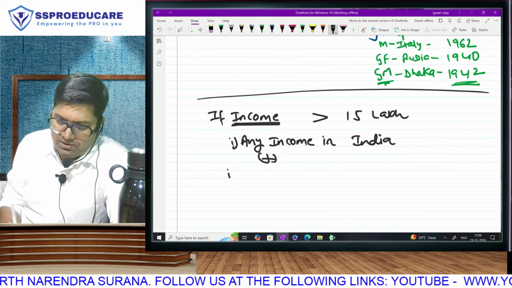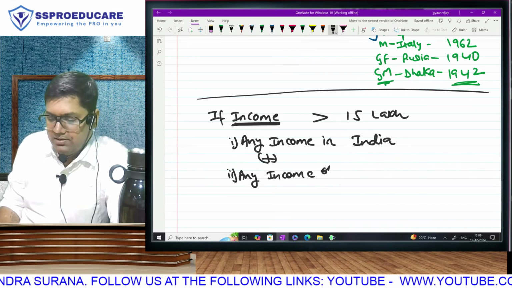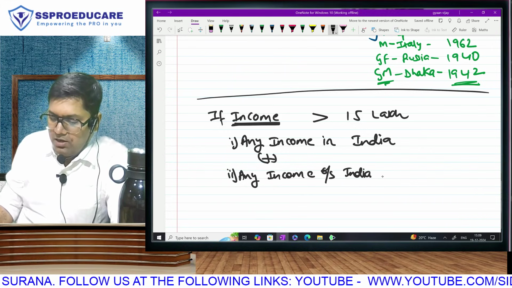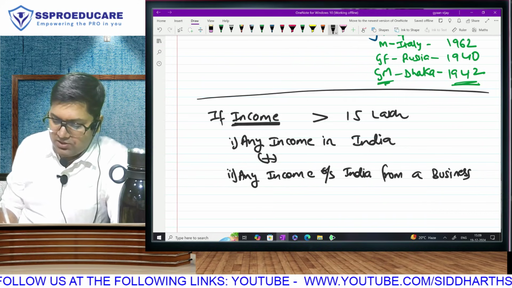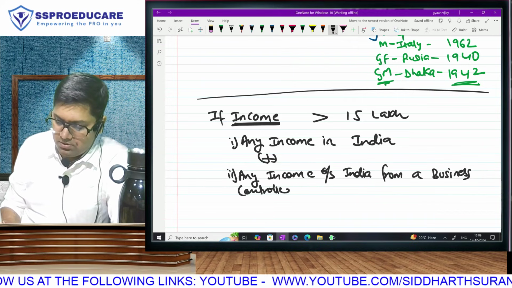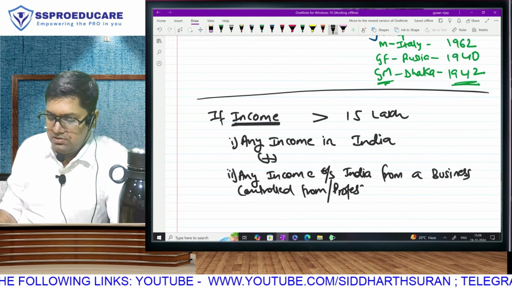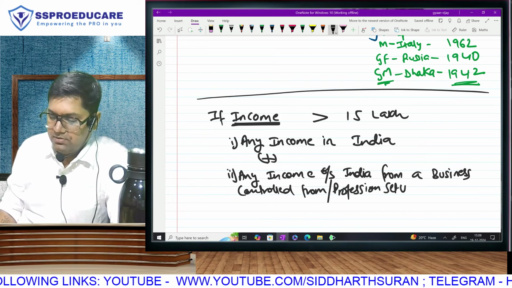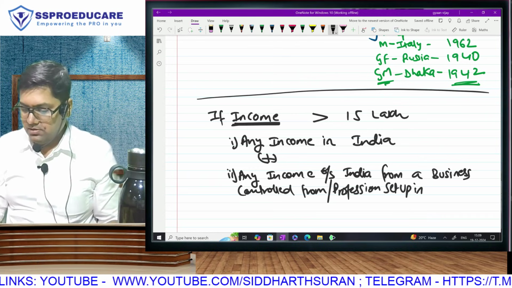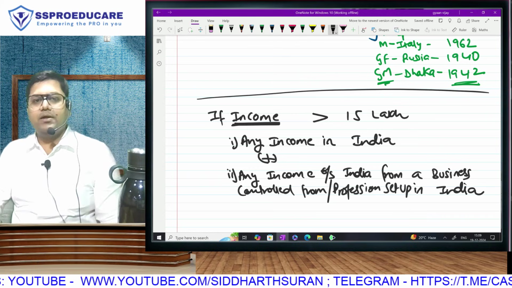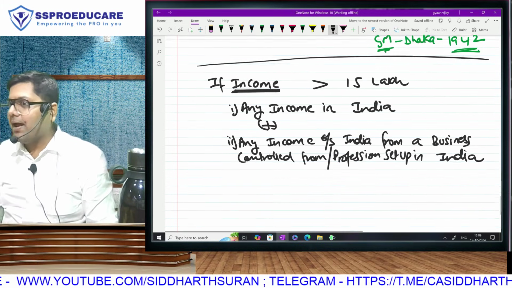and add to it any income which you are earning outside India. Add to it what? From a business that is being controlled from India. For business we use the words controlled from, or if it is a profession, we say set up in. Business controlled from or profession set up in India. Foreign income having Indian effect, impact, control.